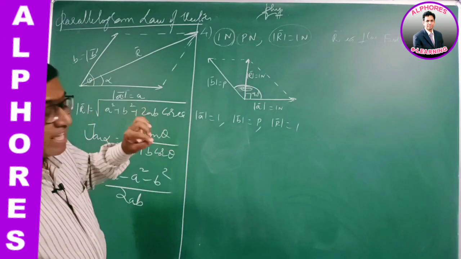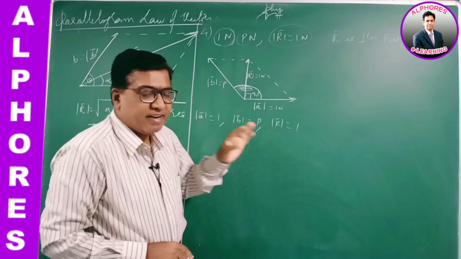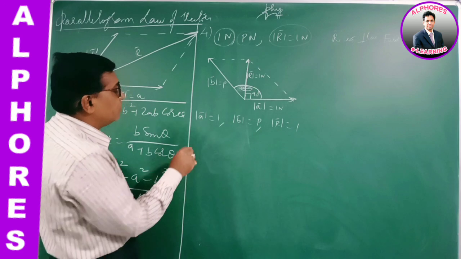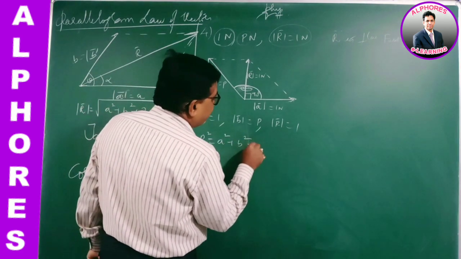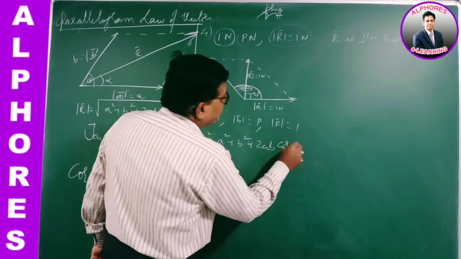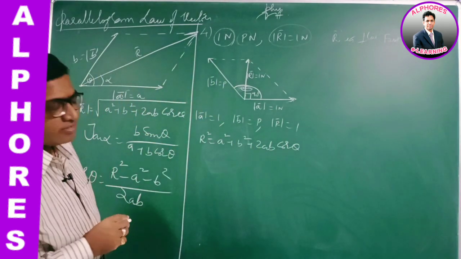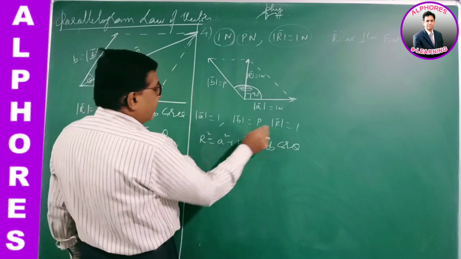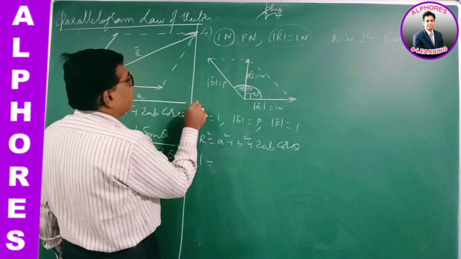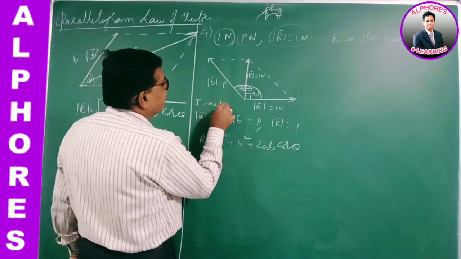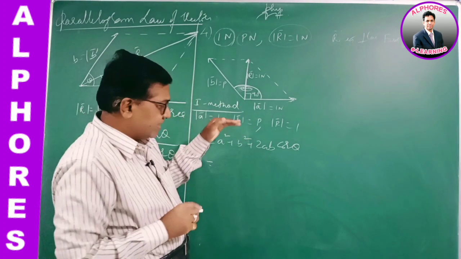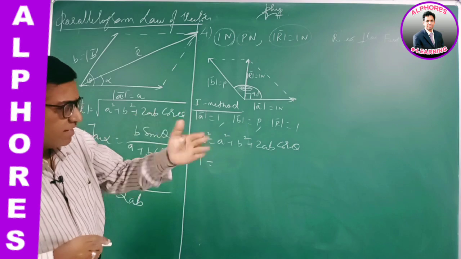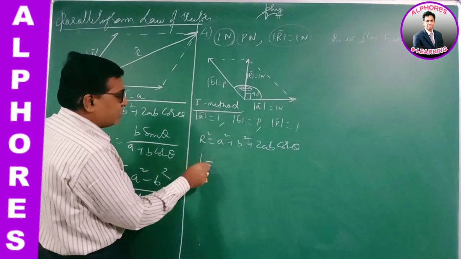Let me find the angle theta. Let me find a formula for the angle theta. So we know R square is equal to A square plus B square plus 2AB cos theta. So first let me substitute in this one, get a relation for it. So given R is 1 first. So we are doing this by the first method. There are 3 methods. Simple method also is there. So first let us do by all the methods. Then you can choose whichever method you like.